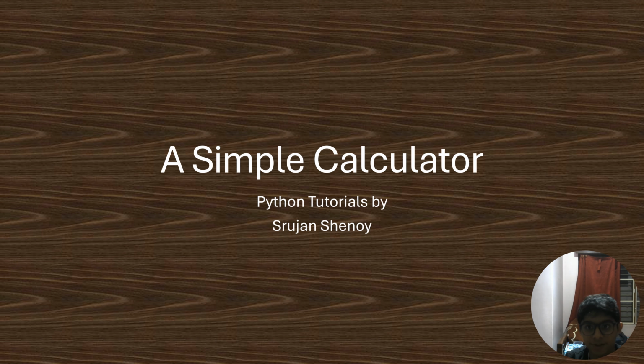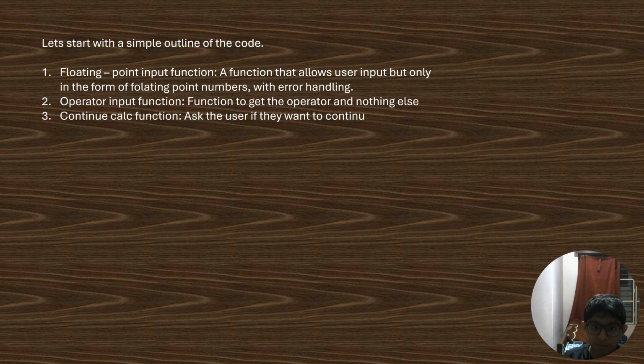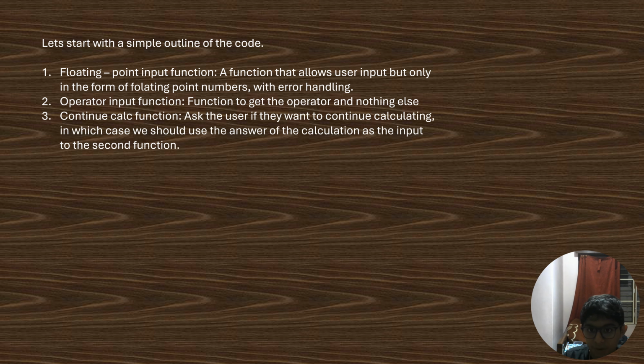Today we're going to be making a simple calculator in Python. So let's start outlining the code. We need decimal number input, that's the float input in there, and operator input to choose our operator: addition, subtraction, multiplication, division, etc. And we also need a function to keep the user calculating. We'll be implementing these in a minute.